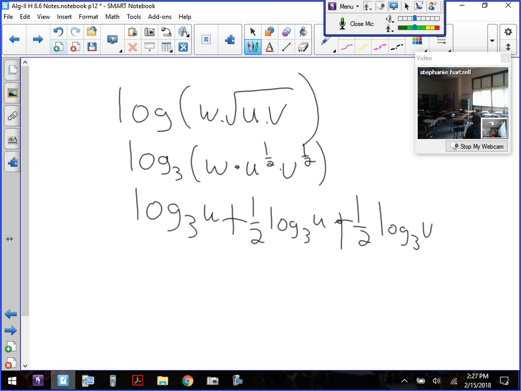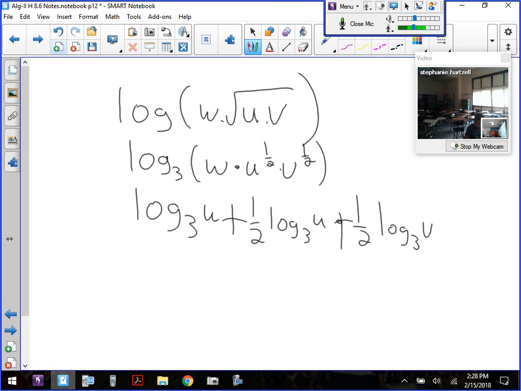Now, the reason I skipped the step there is, since it had an exponent, I knew that exponent was going to go in front of a log eventually. So I just kind of threw it in there. We always left it like that. You don't have to put it over 2. Okay? You don't have to put it over 2. That just seems silly.